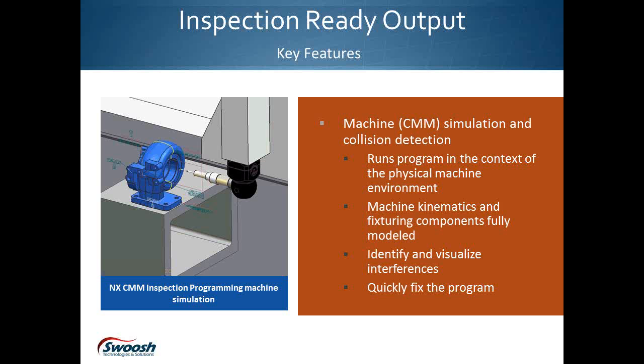Okay, so with our inspection-ready output, we run the program in the context of a physical machining environment, and we use machine kinematics like acceleration and deceleration, so it's simulating the real world, and we identify and visualize interferences. So it's using the real world stuff. And then this program is ready to run. It uses the DMIS standard 5.2, and to configure the output for each of the machines, you just use NX Post Builder. This technology was built on NX CAM.